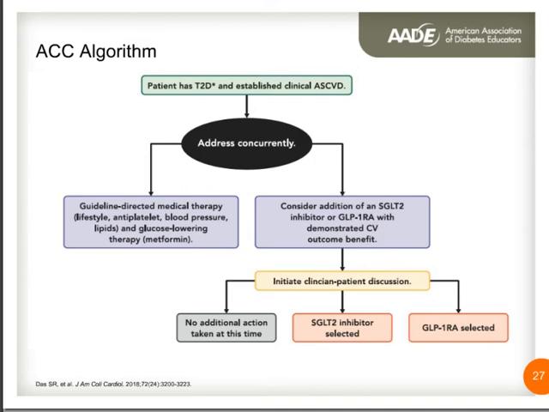things concurrently. On the left side is a bucket which really has many buckets underneath it. They want HCPs to use guideline-directed medical therapy to address antiplatelet, blood pressure, lipid issues, glucose lowering, of course, and lifestyle modification. So there would be algorithms under each of these. Apart from that, without definitively knowing how these classes of drugs work, they would like HCPs to consider the addition of an SGLT2 inhibitor or a GLP-1 receptor agonist with demonstrated CV outcome benefits, okay? And they're suggesting to CV specialists to initiate those conversations with patients at their next follow-up visit.